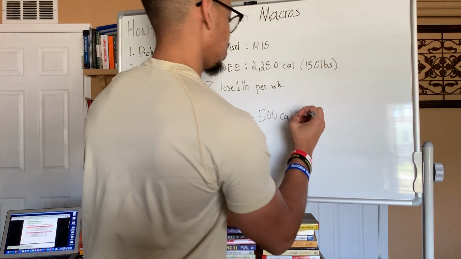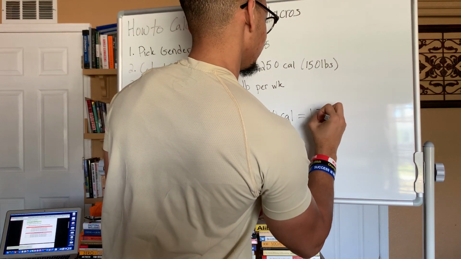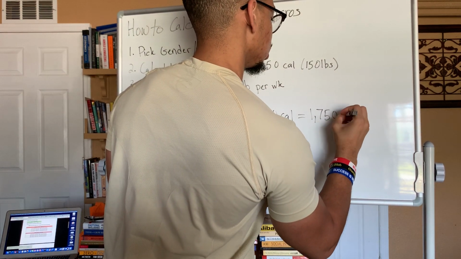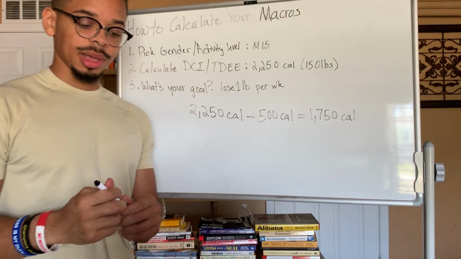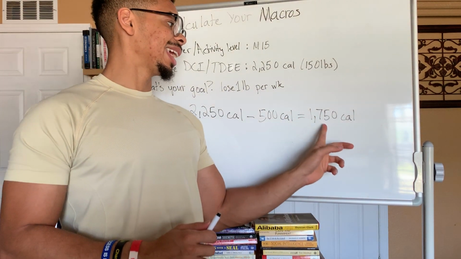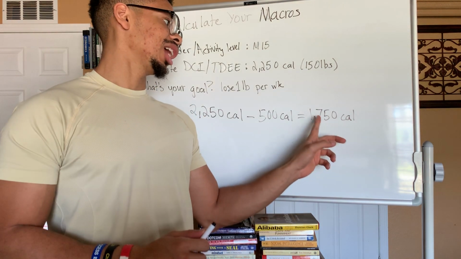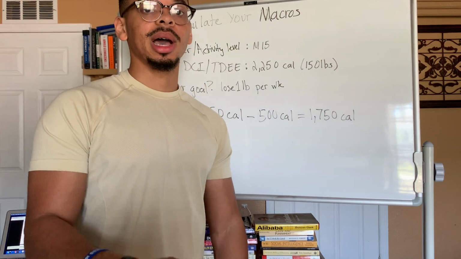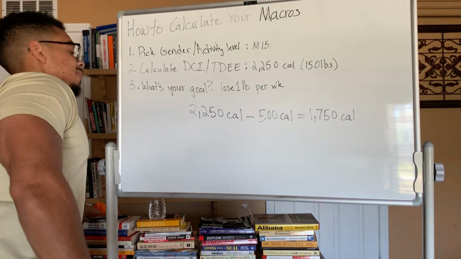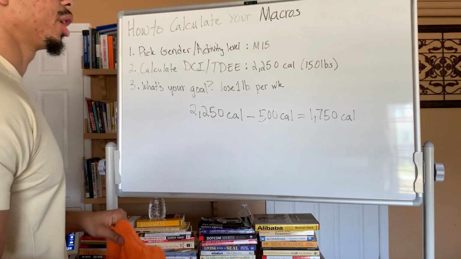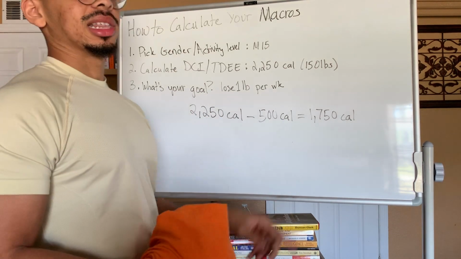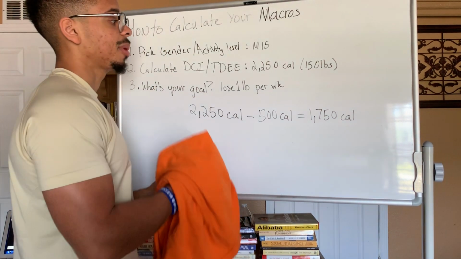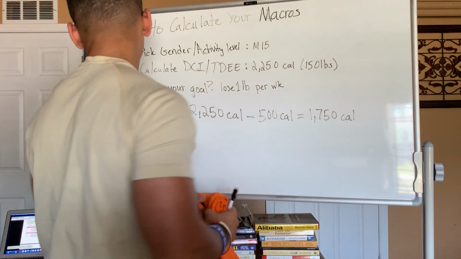So once we do this, we would get 1,750 calories. And this would be the number that he would need to consume on a daily basis. This is his daily caloric goal, for him to be able to lose 1 pound per week, okay? Like I said, if you don't know, just choose something basic like this if you're trying to shed some fat and lose some body weight. If you're trying to gain weight, it'll just be the opposite, okay?